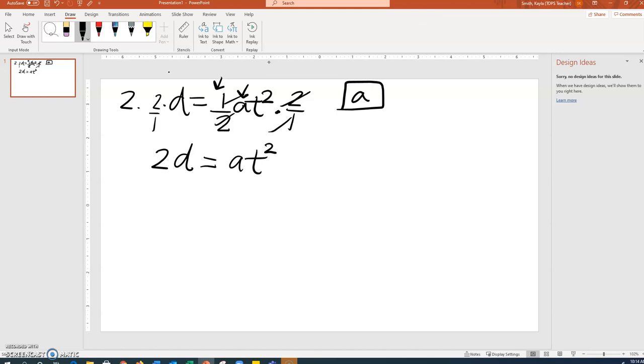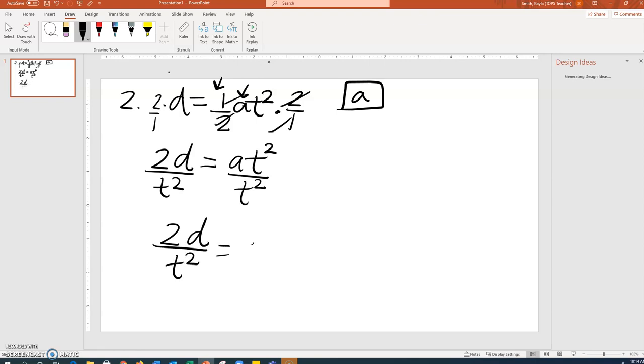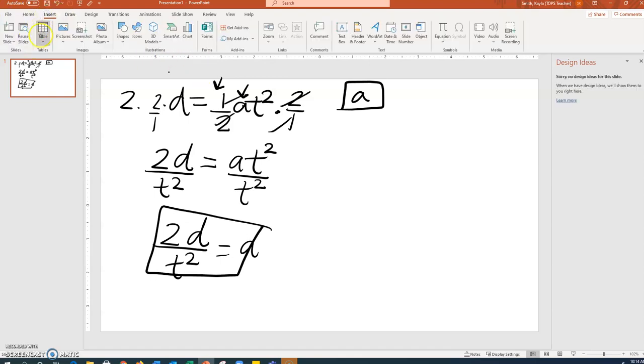Okay, and then remember, I want to solve for A. So what's happening to A is it's being multiplied by T squared. So to undo multiplication, I'm just going to divide by T squared. So I get 2D divided by T squared equals A. So that is that one for you.